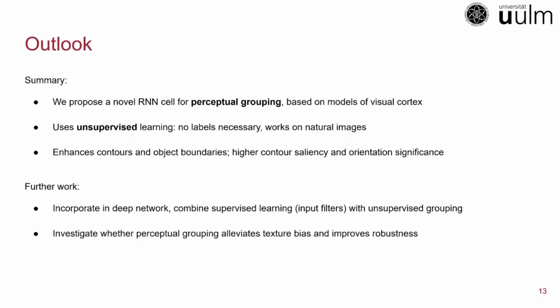Okay, so in summary, we proposed a novel RNN cell for perceptual grouping. This uses unsupervised learning, so we don't need labels, we should be able to just use this on natural images in a deep network. And this enhances contours and object boundaries. And now the next steps are, of course, to incorporate this in a deep network, train it with supervised learning, and incorporate this unsupervised grouping, and investigate whether this alleviates texture bias and improves robustness.